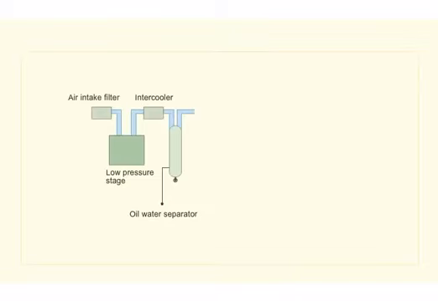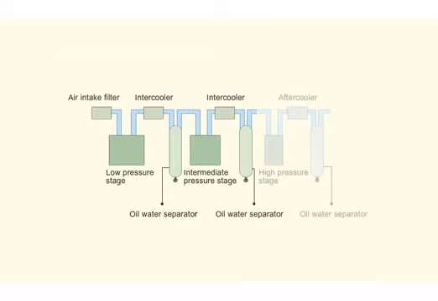When air has to be compressed to higher pressures, it has to be done in 2 or 3 stages. In multi-stage compression, cylinders are arranged in series in such a way that compressed air from the first stage becomes the intake air for the next stage. The intercoolers are provided at the delivery of each stage to reduce the temperature of compressed air. The oil-water separator separates and drains the oil-water mixture. An aftercooler is provided at the final stage delivery.